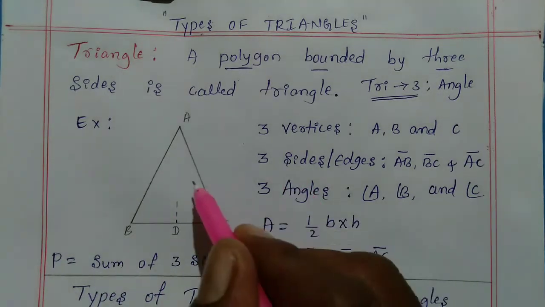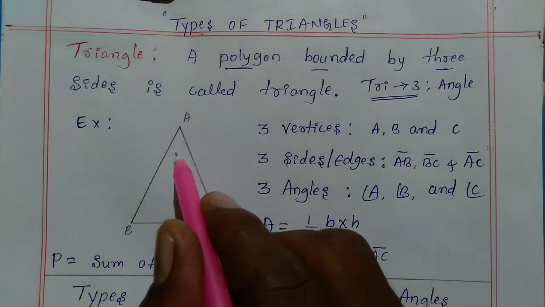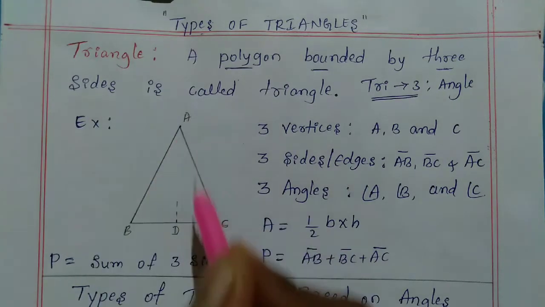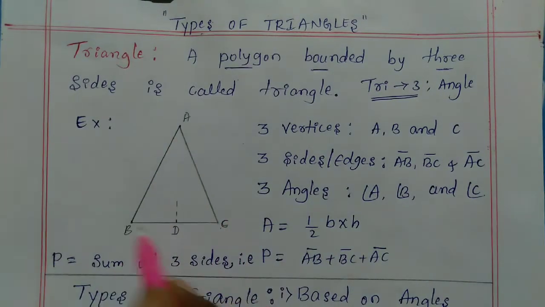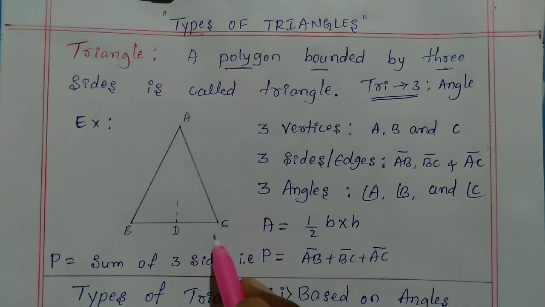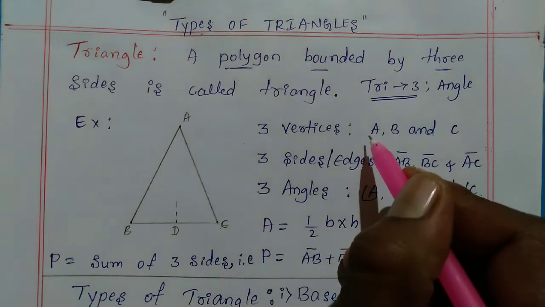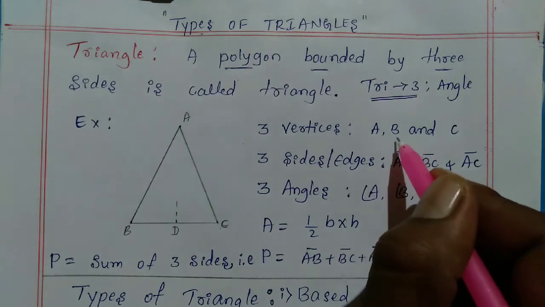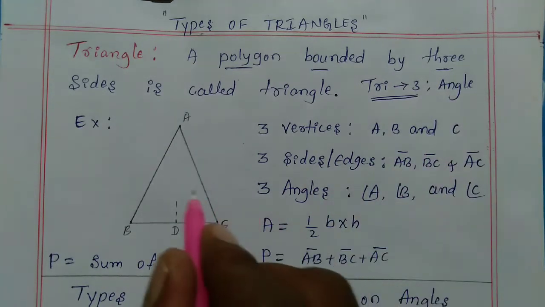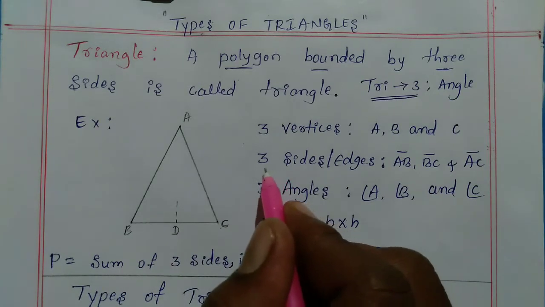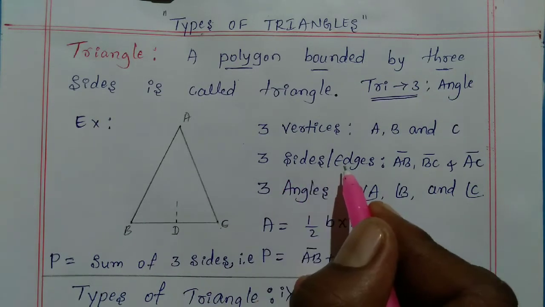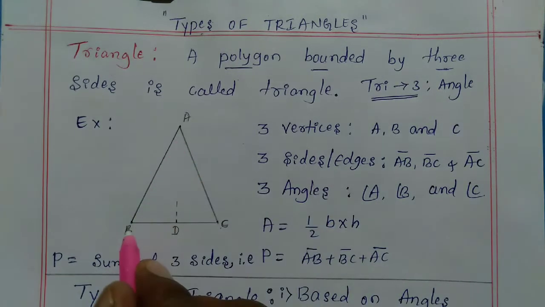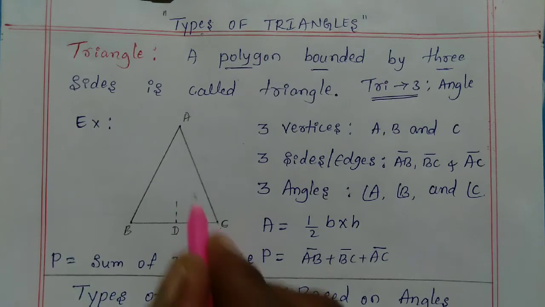Next, this triangle contains three vertices. Here A is one vertex, B is the second vertex, and C is the third vertex. So you can write here three vertices: A, B and C. Also this triangle contains three sides or edges. Sides means AB, BC and AC.